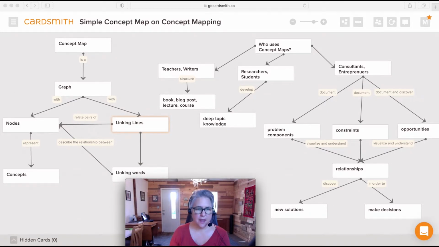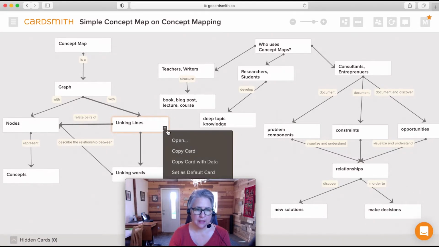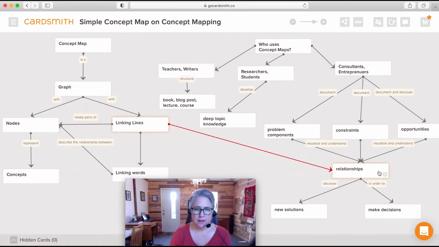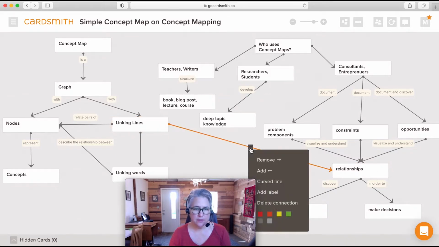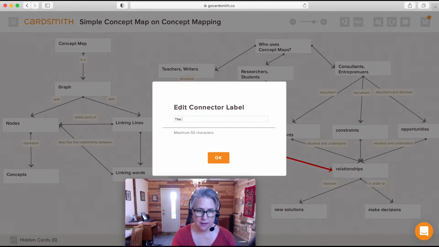So if you get to the end of this video and you only remember one thing about concept mapping, it's this: the relationships is really the key. So the relationships, as demonstrated by the linking lines, is the one key to the power of concept mapping, in particular with solving problems, in my view. So this is the key.